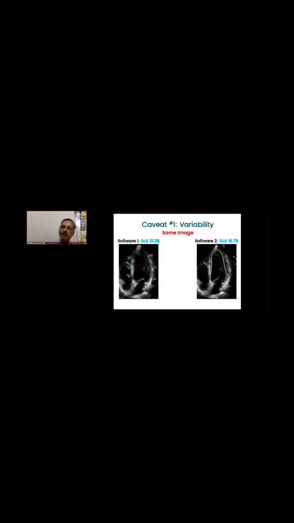But there are certain caveats we must remember. Most important is that for the same image, GLS determined by two different vendors differs: one is 16%, one is 21%. So what to do? Here is the recommendation: because of inter-vendor and inter-software variability, serial assessment of GLS in individual patients should be performed using the same vendor equipment and the same software. That is caveat 2.